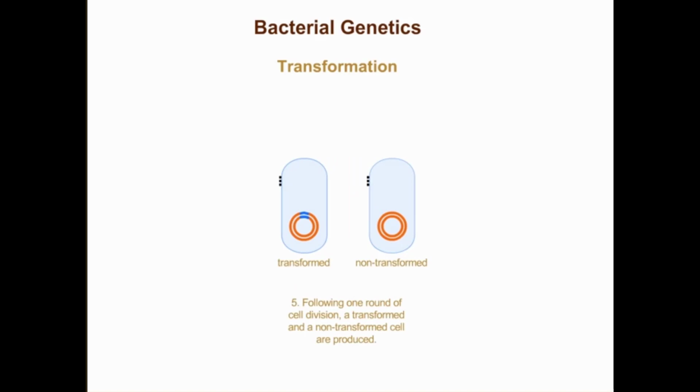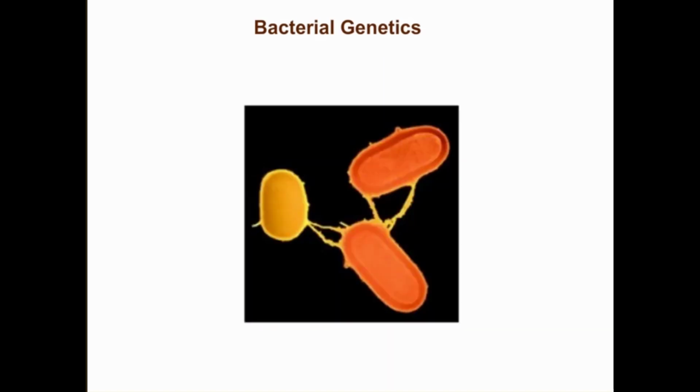Conjugation, the main mechanism for genetic exchange in bacteria, is a unidirectional process that requires physical contact between F+ and F- strains of bacteria. F+ cells contain the F factor, an extrachromosomal plasmid that directs the synthesis of pili through which DNA is transferred to an F- cell.